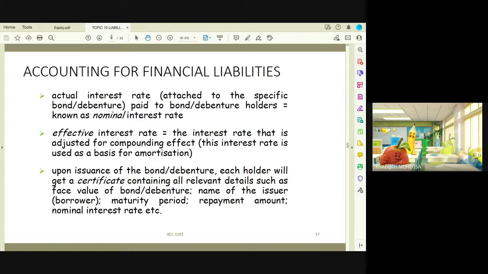So now, just to put it together: when the company needs money to raise cash for company operations, they have two choices. One is to issue shares, whether ordinary shares or preference shares, or number two, issue bonds. When they issue bonds, they are actually inviting creditors. These are the creditors, but the shareholders are the owners. So that's the difference.